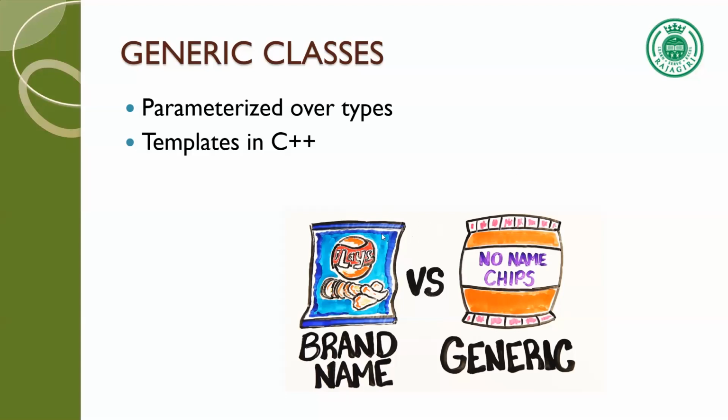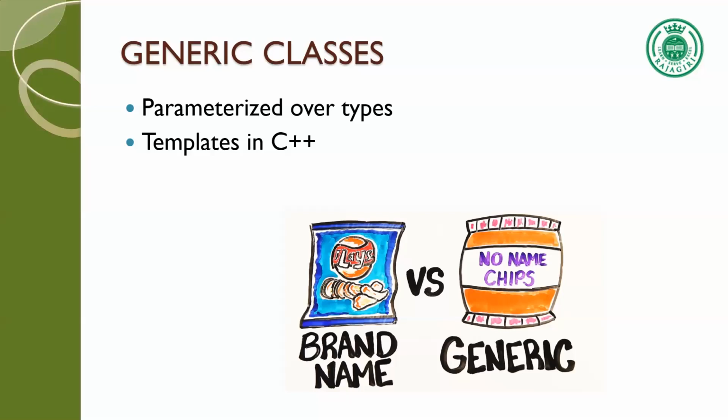You can have either a branded chips like Lay's, or you can have even a chips without a brand name. When you have chips that are very general, with no brand name, you say it is generic. But when you have a brand name like Lay's, or whatever, like let's say Kannans, you say it has a data type or it has a brand name.